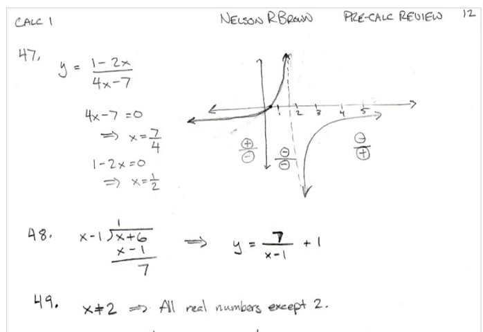Okay, number 47 says to sketch the graph of y equals 1 minus 2x over the quantity of 4x minus 7. To do this, you first have to find out what your vertical asymptote is. So your vertical asymptote is whenever the denominator is equal to 0. So we have 4x minus 7 equal to 0, so x equals 7 fourths. So at 7 fourths, we put a little vertical line. That means that the function can never cross this vertical line, because otherwise you would have division by 0.